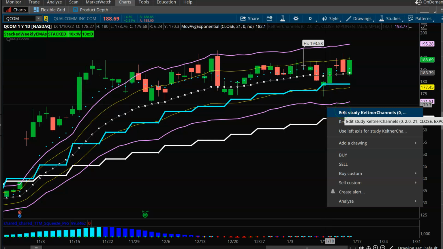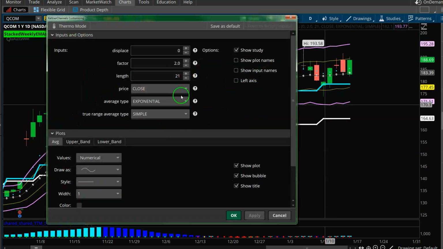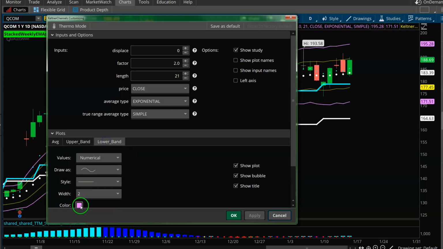Repeat the steps here on your second set of Keltner channels, right-click. Now the factor is going to be 2. Factor of 2, length of 21, price close, average type exponential, true range type simple. Once again, average, we don't want to see it, so I think I got it gray right now, but you can just simply unclick that. For upper band, I got the purple. For lower band, I got the purple. Again, this is just going to measure 2 average true range moves above and below your 21 period EMA.